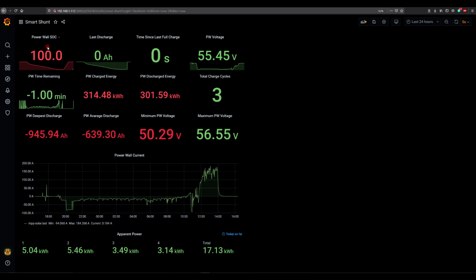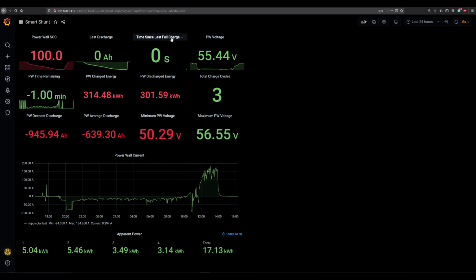So on the top, we start, of course, with any battery monitor. It's the state of charge. Right now I'm at 100%. The batteries are fully charged. It's about 4:30 in the afternoon. The next one is the depth of last discharge in amp hours. Right now, since the power wall is full, it shows you 0 amp hours. However, if you look at the graph over here, it shows how deep I went on the discharge and when it got charged.